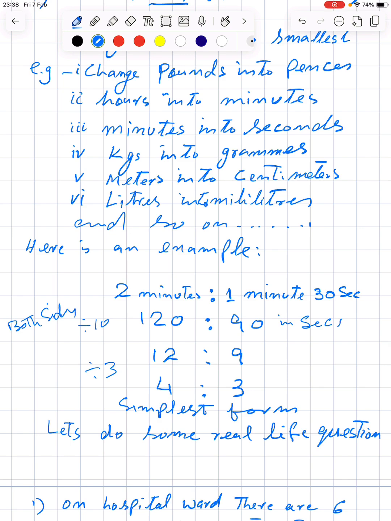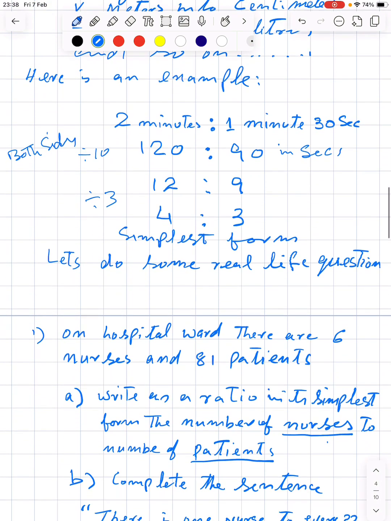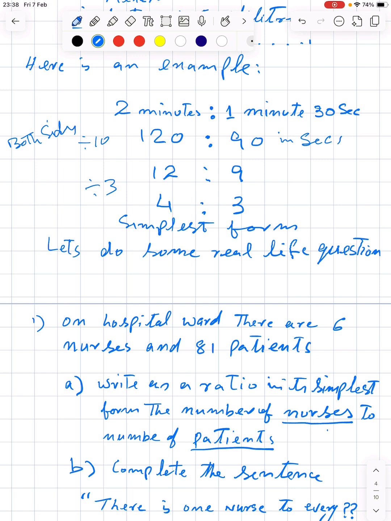Here is an example. 2 minutes to 1 minute 30 seconds. So we convert them into seconds. 120 to 90. They're both in seconds now. So we divide with 10 first. Then our ratio turns into 12 to 9. We divide further with 3 both sides, and the ratio comes to 4 to 3. And that is the simplest form.